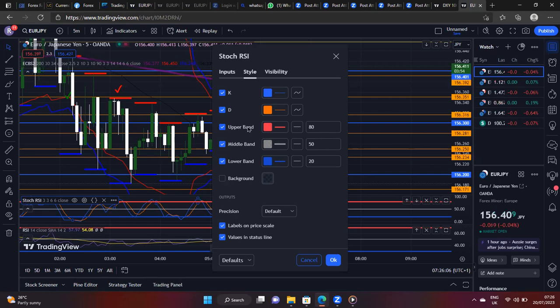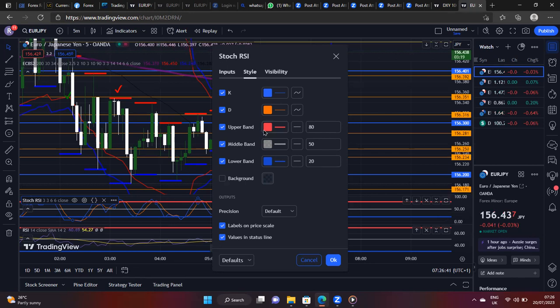Then the upper band, I want to talk about it very quickly. The upper band is this. Look at my cursor. It must be set to 80 for the stochastic RSI. The middle band, this is the middle band, must be set to 50. And then the lower band must be set to 20. This is the lower band.